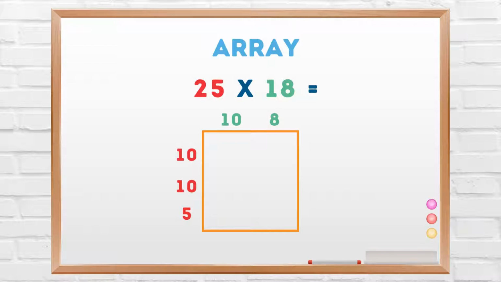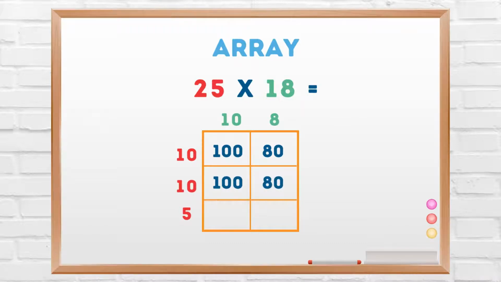The next step is to draw horizontal and vertical lines to separate our numbers. Then we will multiply each set of numbers that meet in the grid. We will start from the top left-hand corner and work our way across and down. 10 times 10 is 100 and 10 times 8 is 80. Let's move on to the second row, which is exactly the same as the first row. Again, 10 times 10 is 100 and 10 times 8 is 80.